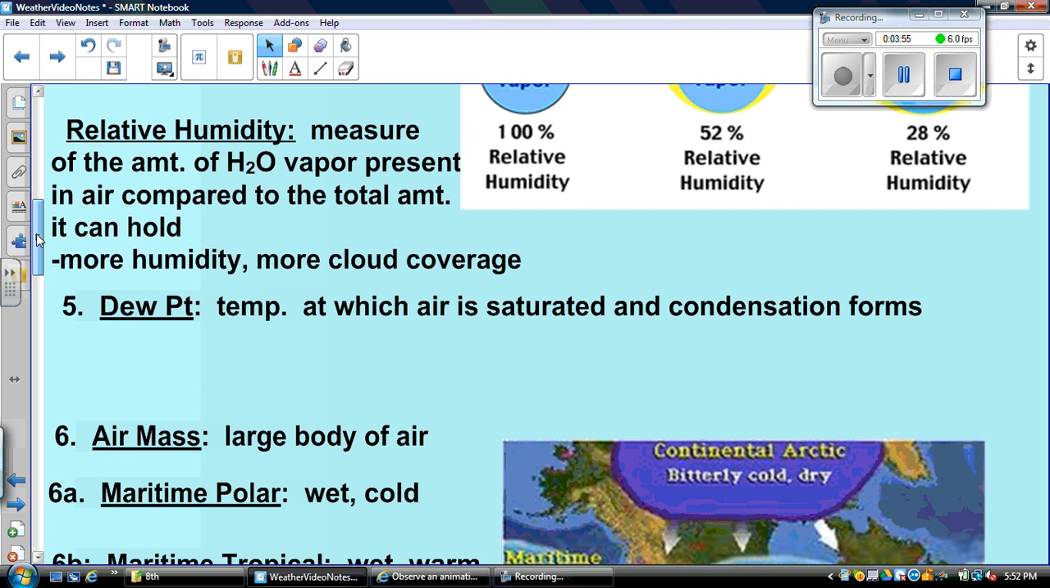Now, the dew point is the temperature at which the air is saturated and condensation forms. So the dew point is where we have a lot of water in the air, and that water vapor, which is a gas, is going to start turning back into a liquid. This is usually a colder temperature.